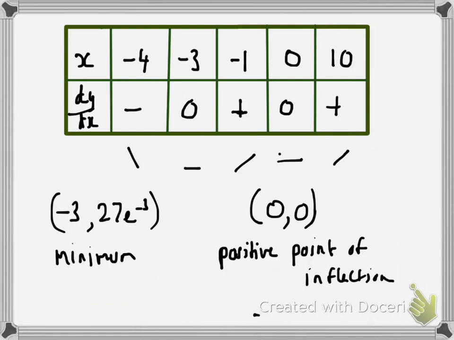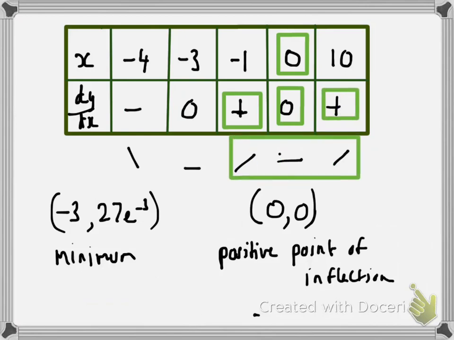Around 0 here, I've got positive, 0, positive. You can see I put that there. And that gives me a positive point of inflection. In other words, it's something like that, where it's a positive gradient, 0 gradient momentarily, then a positive gradient again. So there's my two stationary points.